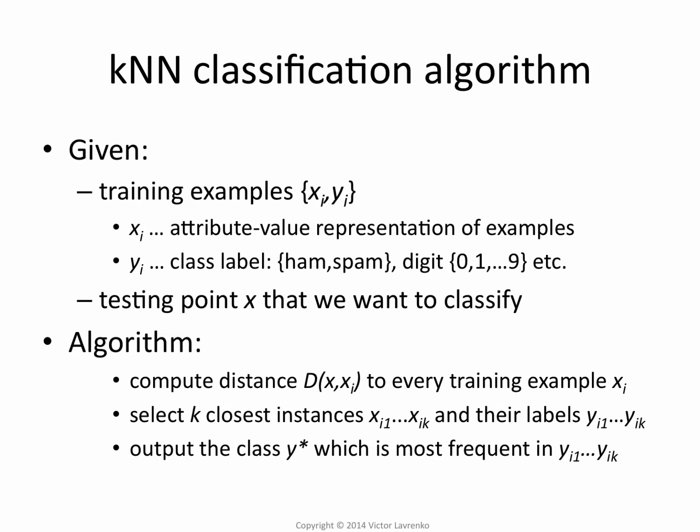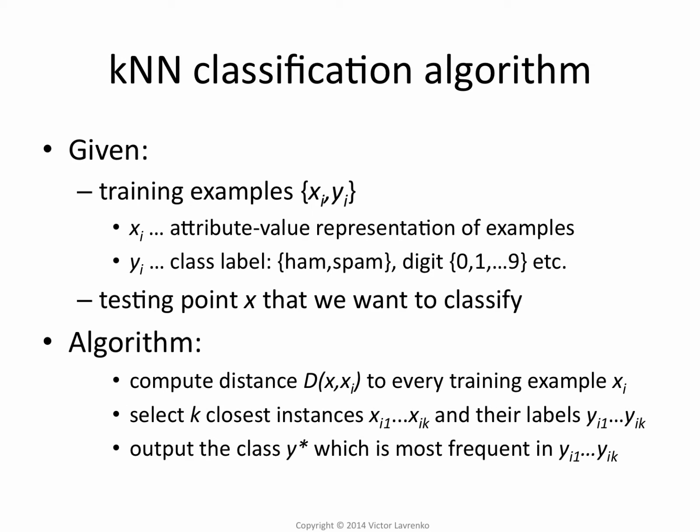And the way the algorithm works is you take your point x, you compute the distance d(x, xi) to every training example xi. Out of those training examples, you pick k instances which are closest to you. So let's say that they're xi1 through xik. These are my k nearest neighbors. I look at their labels, yi1 through yik, and I pick the label that is the mode, or the most frequent in that set of labels.